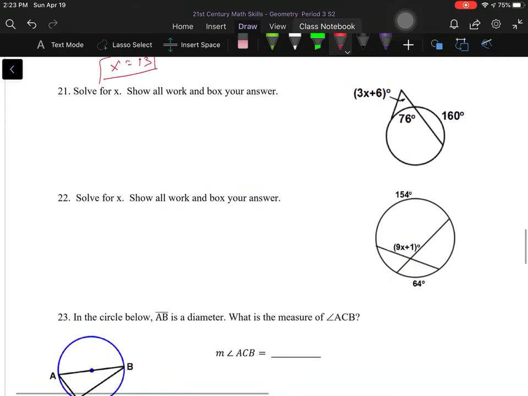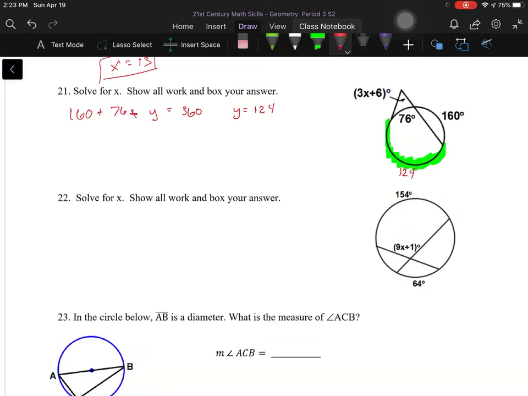Second one, solve for x, show all work and box your answers. So again, I need to find the arc that we don't know. So I can do it the same way. I know that 160 plus 76 plus, I'm going to call it y, the piece I don't know has to add up to 360. So I know that that arc that I'm looking for is going to be 124 degrees. So I'm going to fill that in on my picture.